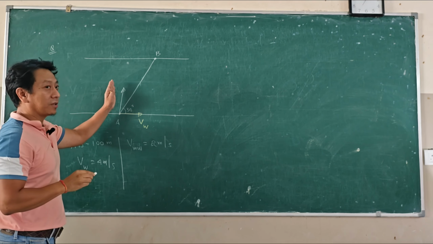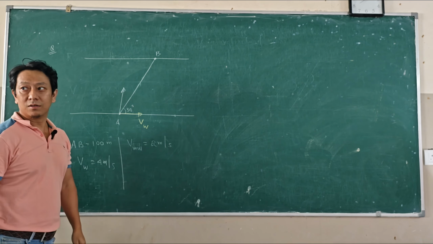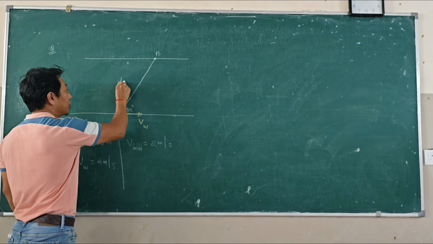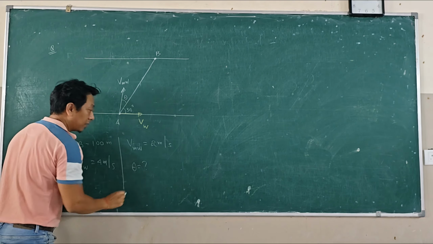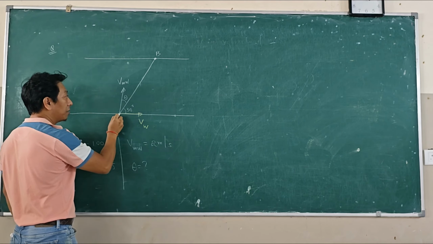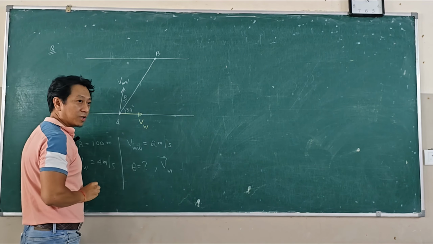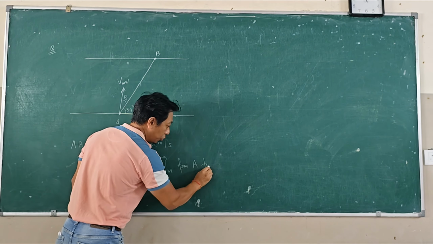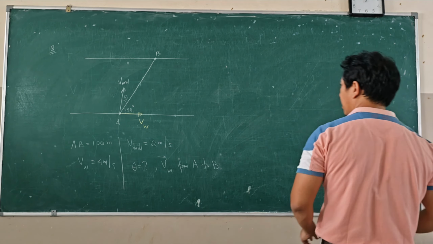So the question is, at what angle should he swim? Don't draw the perpendicular, then you already know the angle, 60 degree. So don't draw the perpendicular, we don't know the angle. So at what angle should he swim so that he can cross the river from A to B? So Vm, the man's velocity from the ground, should be from A to B. So can you guess what we should do?